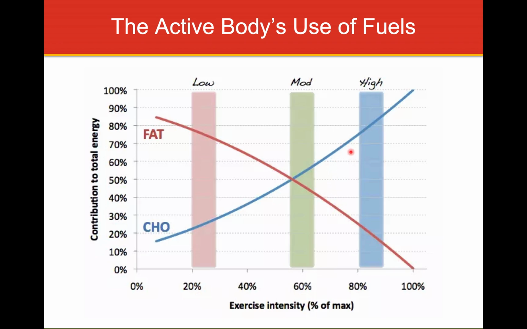So if we're engaging in moderate to high intensity exercise, which is where a lot of our exercise occurs, we're eventually going to run out of our carbohydrate stores. And so a lot of sports nutrition is about making sure that we have plenty of carbohydrate available to be able to support the activity in this range.